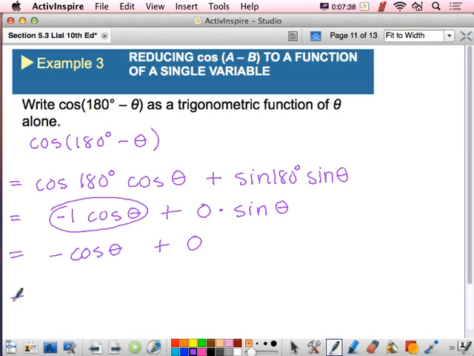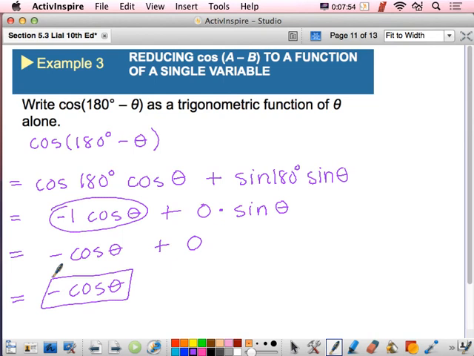So see how it went from looking like a whole lot of functions down to here? So this means that the cosine of 180 minus theta is actually exactly the same as the negative cosine of theta. I don't know when that would be useful, but hey, now we know how to do it.